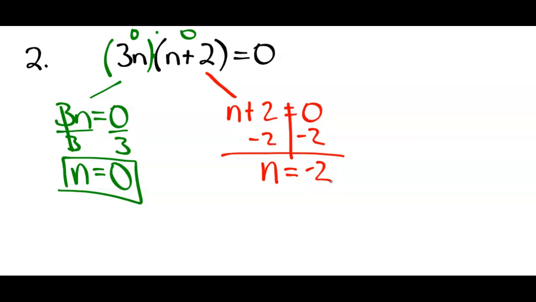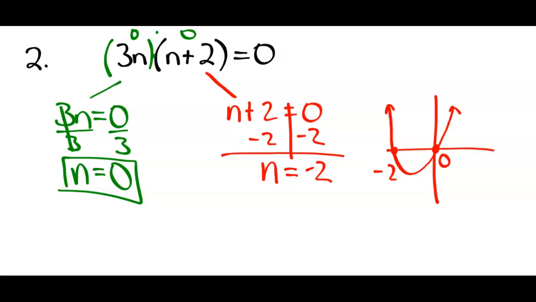Huh. Would this be a quadratic? 3n times n squared would give me 3n squared. It sure would be a quadratic. And so what would my graph look like? Well, I'd have 0 as one of my solutions, negative 2 as the other solution, and I would have a parabola. All right. Excellent.